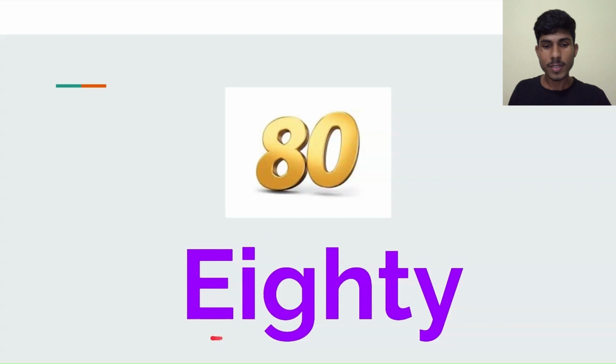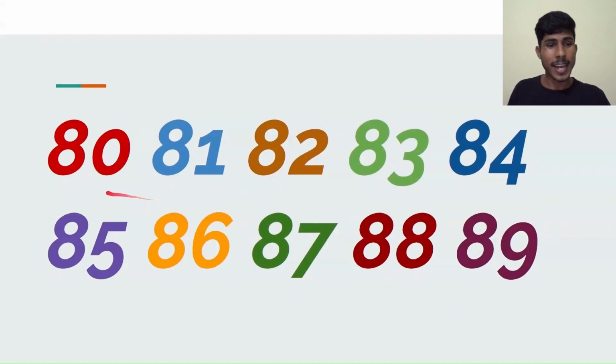That's it. 80 called 80, and next comes 81, that is 81, 82, 83, and next is 84, and this is 85 called 85, and 86 called 86, 87, this is 87, this is 88 called 88, and this is 89, that is 89.